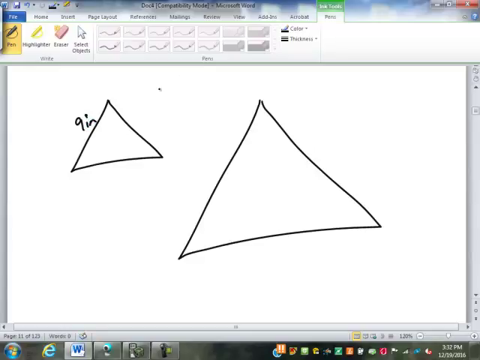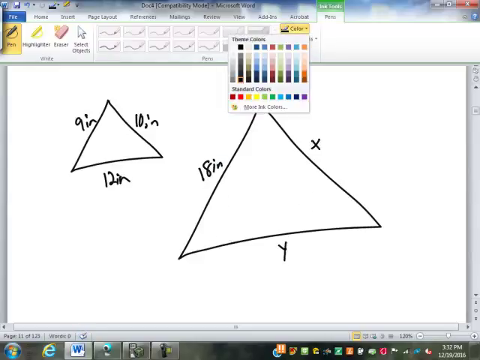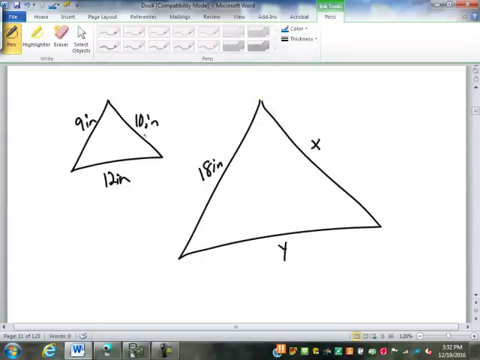So if this one here is 9 inches, 10 inches, and 12 inches in length. Over here, let's see, if I tell you that this side becomes 18 inches in length, I can find these other two sides. Now here you watched me magnify the triangle, so you know it's sitting in the same orientation. But if it's not, we can always use the angles.